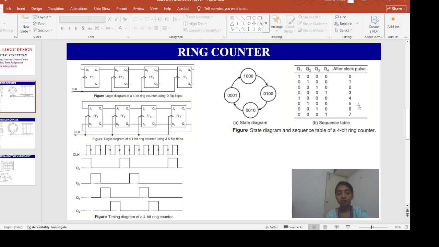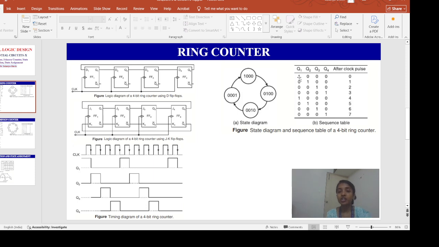This kind of counter doesn't require any decoder, since we can read the count by simply noting which flip-flop is set. Since it is entirely a synchronous operation and requires no gates external to the flip-flops, it has the further advantage of being very fast.